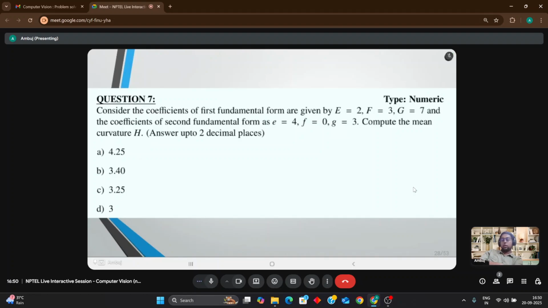Please jot down the question. Then we'll try to discuss. Try to solve this particular question yourself also. Then I'll show you the solution.